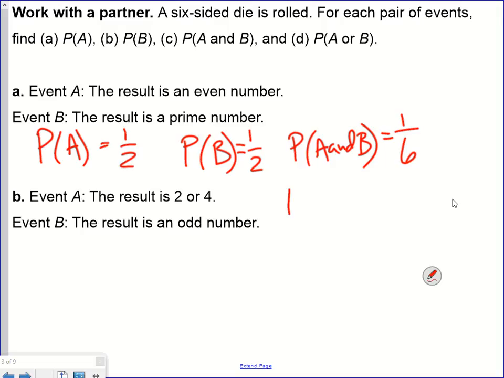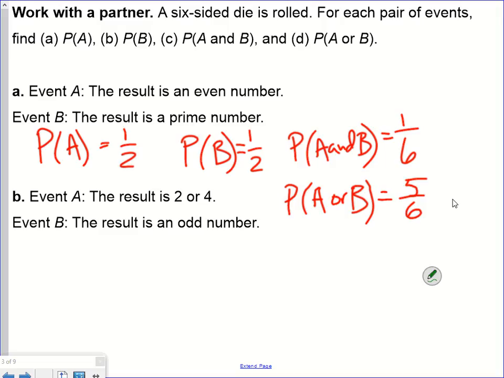And then finally, P of A or B. What's the probability that at least one of those 2 things happens? Well, the only way that either event didn't happen is if we rolled a 6. A 6 was the only one that doesn't fall under either category. So 5 times, 1, 2, 3, 4, or 5, are all going to give us either A or B happening. So 5 out of 6 times, we get A or B to happen. Okay, let's look at the next one.